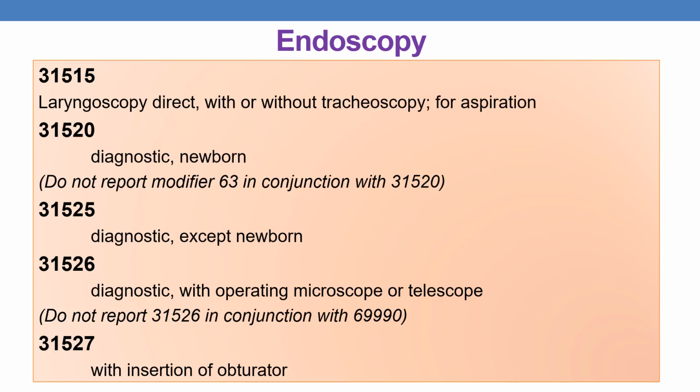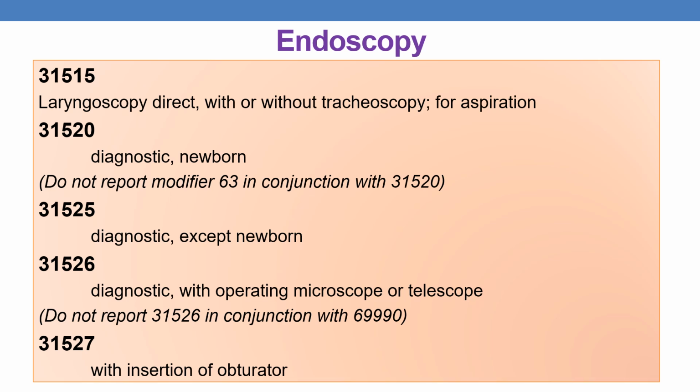The next CPT is 31515. It deals with laryngoscopy direct. Previously it is laryngoscopy indirect, all the CPTs. Now it is laryngoscopy direct with or without tracheoscopy for aspiration. The next CPT is 31520. Laryngoscopy direct diagnostic newborn. Whenever laryngoscopy is performed for diagnostic purpose on a newborn, the CPT is 31520. And do not report modifier 63 in conjunction with 31520.